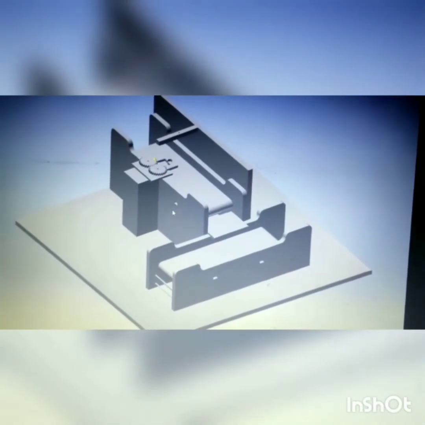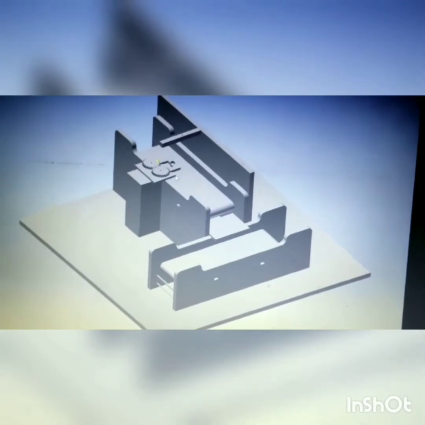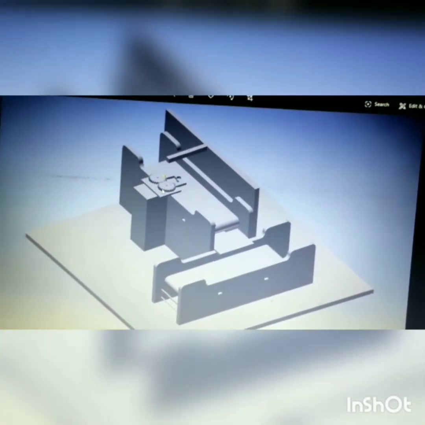Here is our 3D model of the entire system. This is our final project. Here we can see this is a conveyor belt, this is the second conveyor belt, and this is the first conveyor belt. Here we have placed a gripper which is used for holding motors.